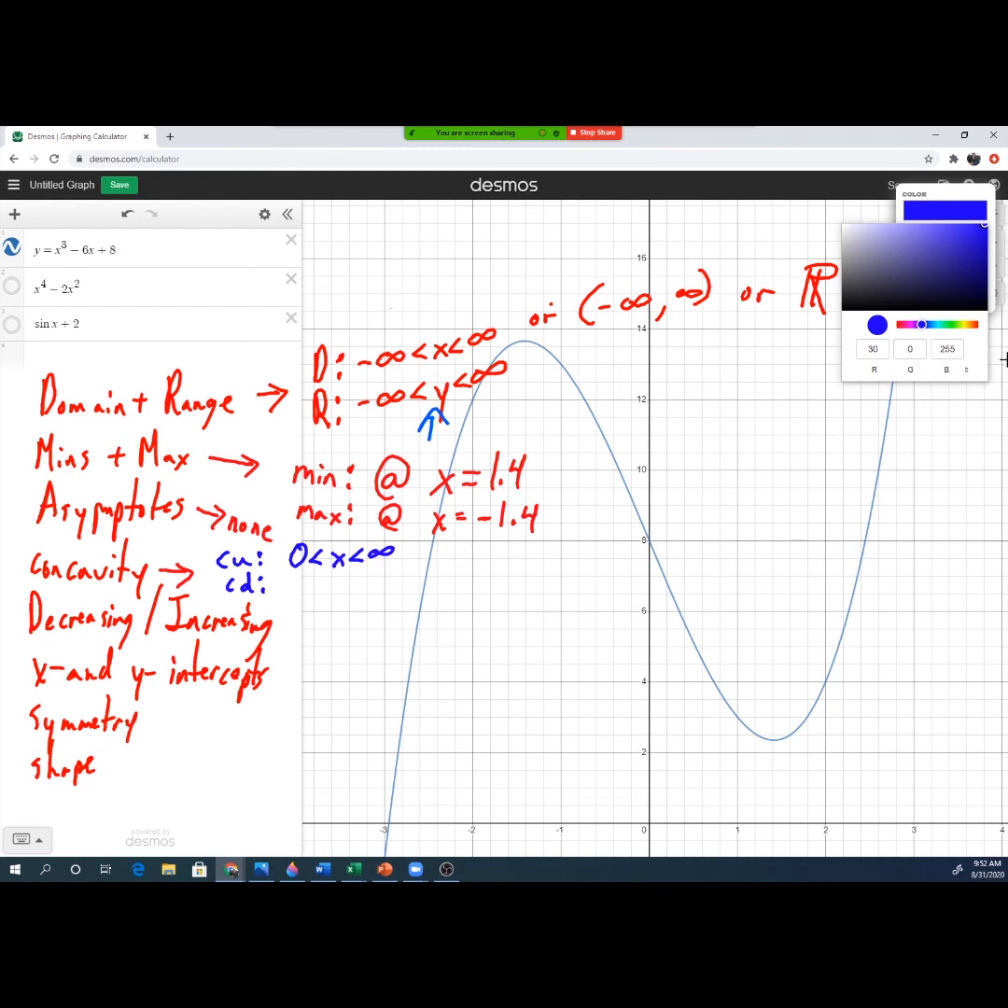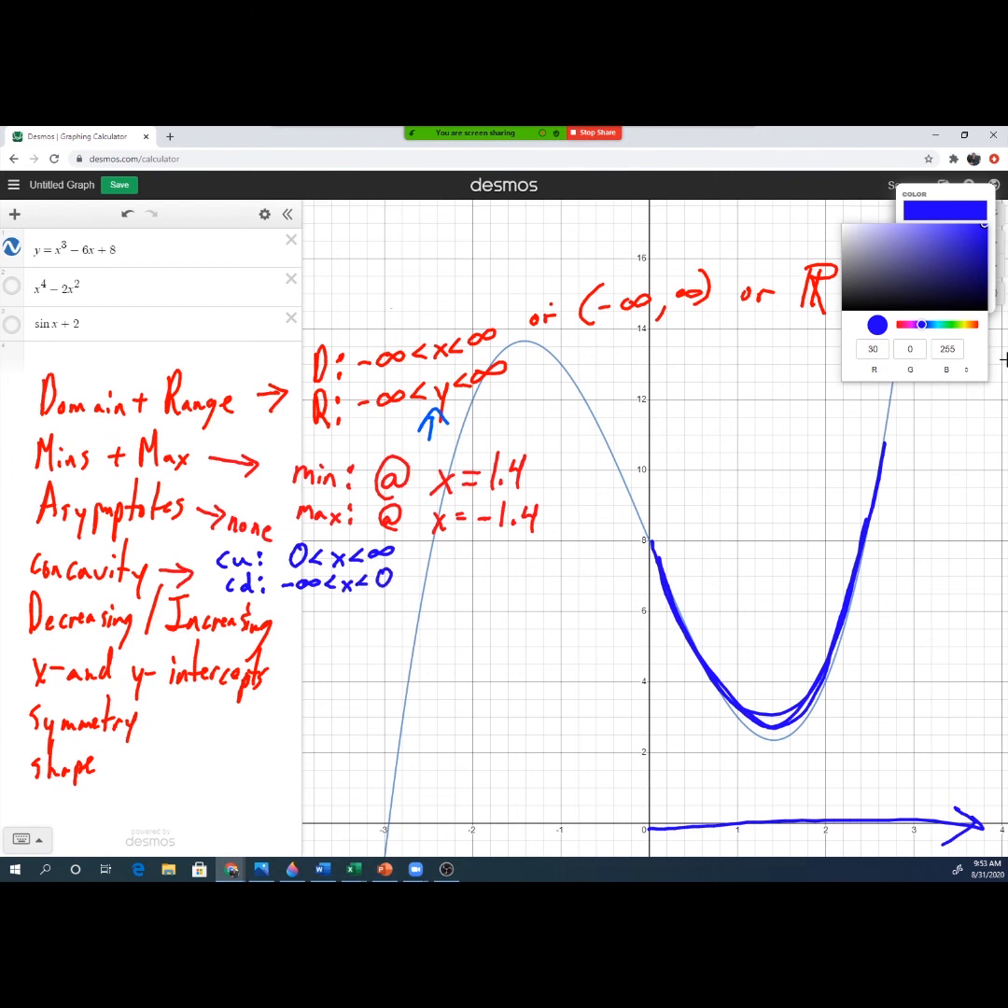Concave up was where, when I make the shape, my hand is facing up. That's going to be everything right here. And so I'm asking you what x values represent that. Where is it concave down? 0 to negative infinity. Yes, I am going to switch that, though, on purpose.